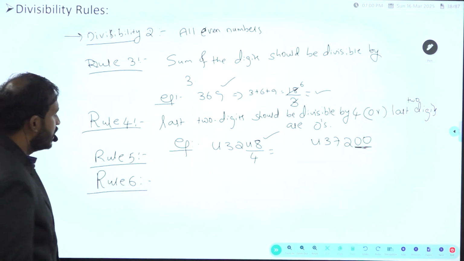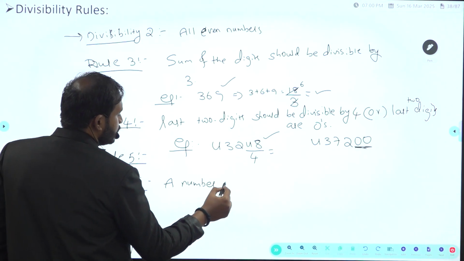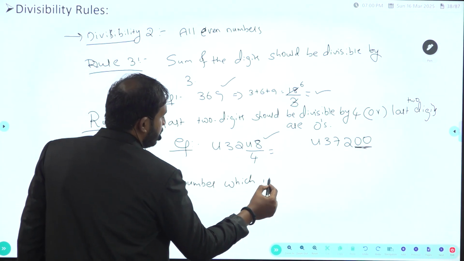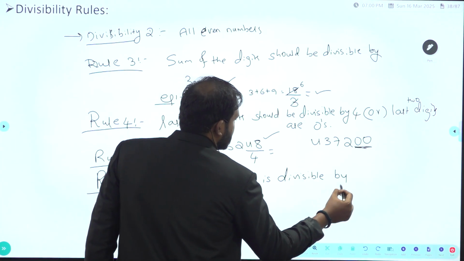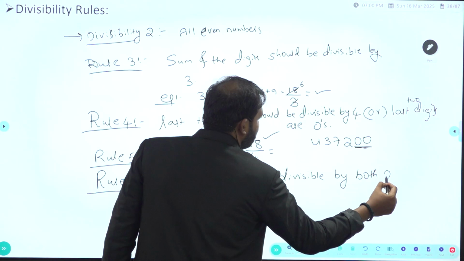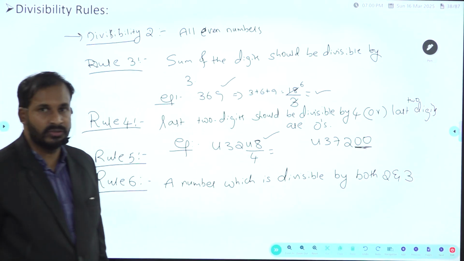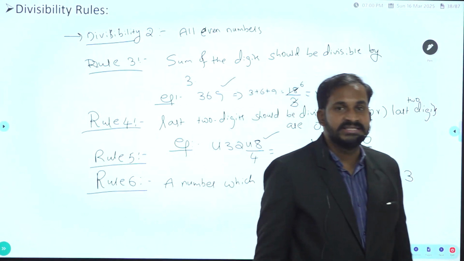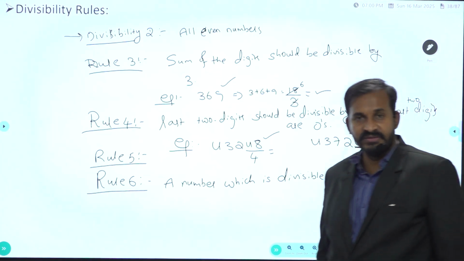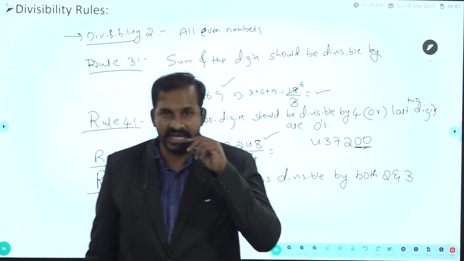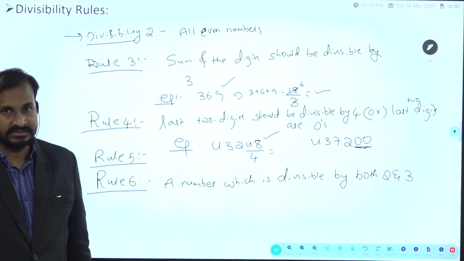We all know. A number which is divisible by both 2 and 3, then that number will be exactly divisible by 6. A number which is divisible by both 2 and 3 is exactly divisible by 6.